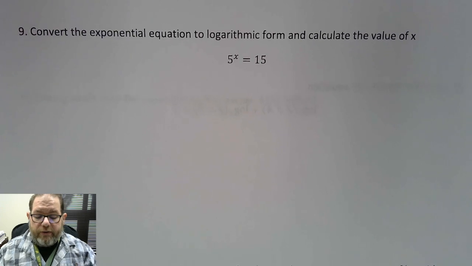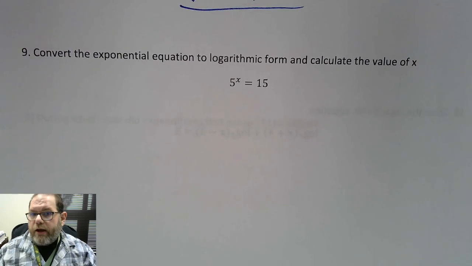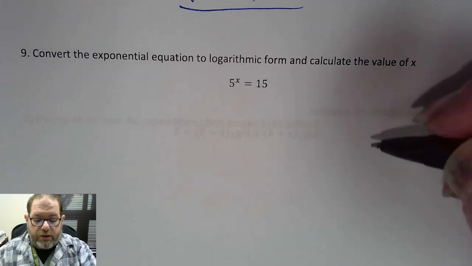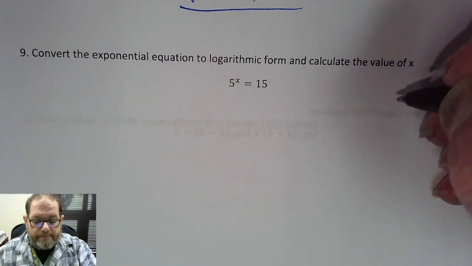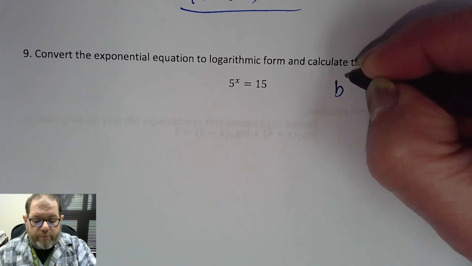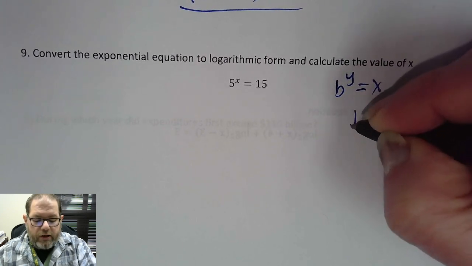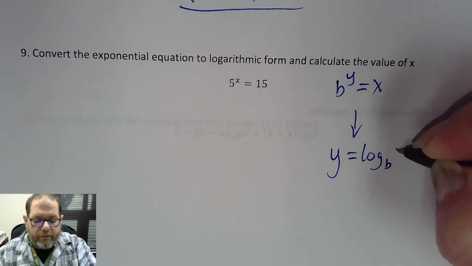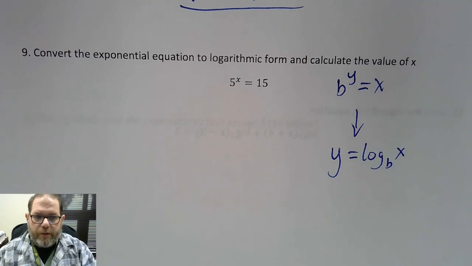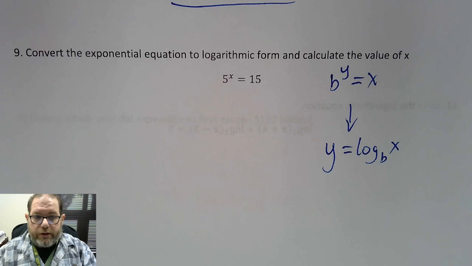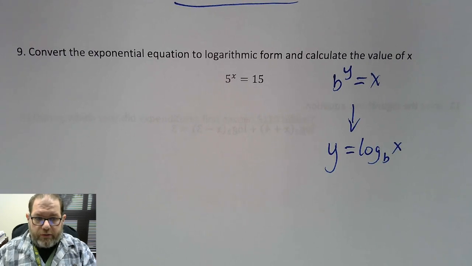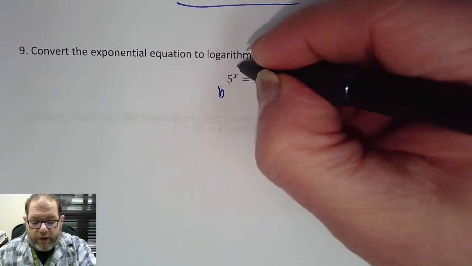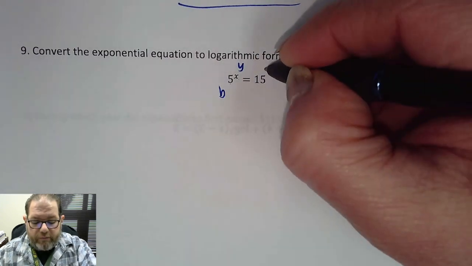Now 9 is basically the same problem, but going the opposite direction. Now we have an exponential equation. Let's say this is in the form b to the y equals x. And now we want to make it y equals log base b of x. Converting this, again, it's just a matter of lining up our terms, like b is 5, y is x, and x is 15.